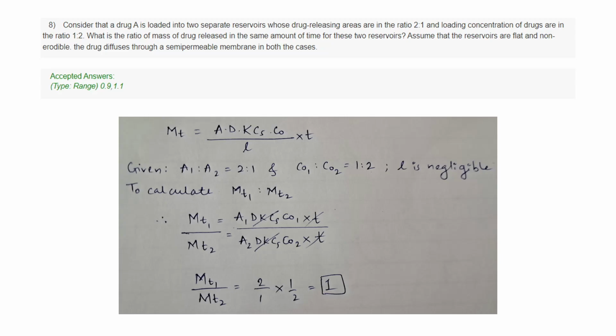Any doubt in this? So even if you change the areas and the drug loading concentrations in the same ratio, the same amount of mass of drug will be released from both these reservoirs. If you guys have any doubts, you can ask. Is it clear?